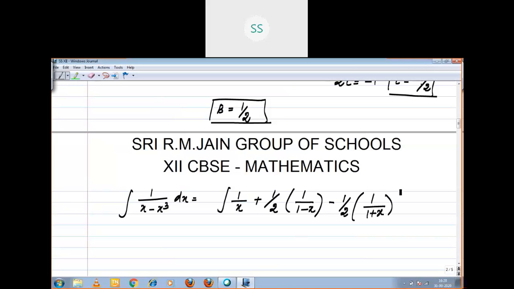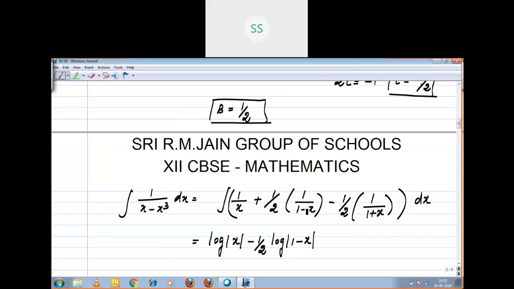B by 1 minus x plus c by, my c is negative, so minus 1 by 2 into 1 by 1 plus x into dx. Then I can integrate easily. First one, 1 by x. What is that? Log mod x. Right?